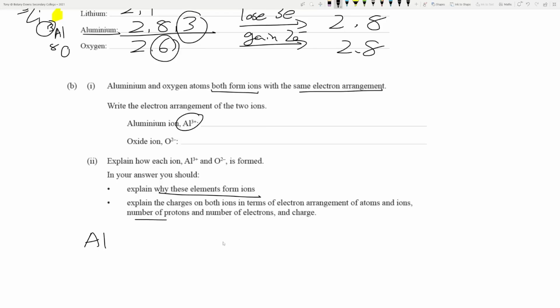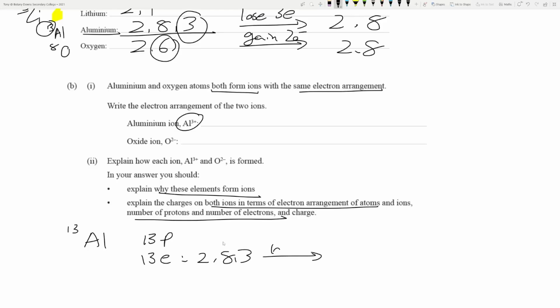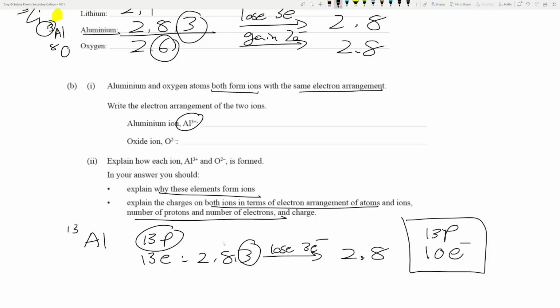People in my class, people that I've taught, will know I love using this method. So for aluminium, this is 13 protons, 13 electrons, and 13 electrons is 2, 8, 3. To have a full outer shell to become stable, it loses 3 electrons, so it's 2, 8. You can add those numbers up, so it's 10 electrons and still 13 protons. That doesn't change. Now you can compare. You have 3 more positive protons than negative electrons. Therefore, the charge is 3+.